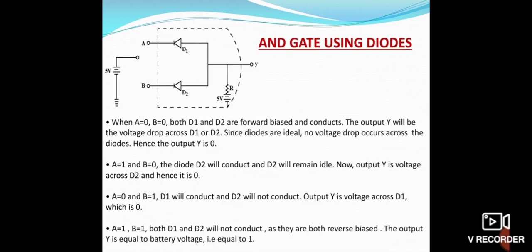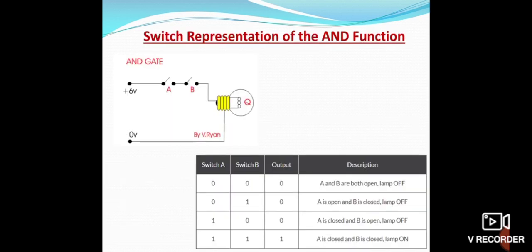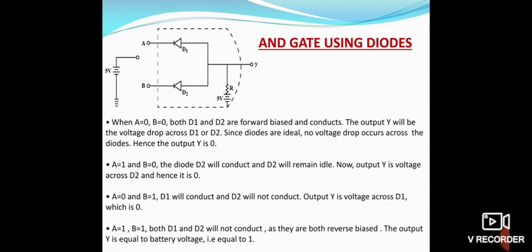This is the AND gate using diodes. You can see two diodes, D1 and D2, and inputs A and B, and output Y equal to A dot B. So we are going to check four conditions. First, when A equal to 0 and B equal to 0, what will happen? In this case, both the inputs are grounded and the cell on the output side forward biases the diodes D1 and D2. The diodes conduct but bring the output to the ground potential, that is Y is equal to 0.